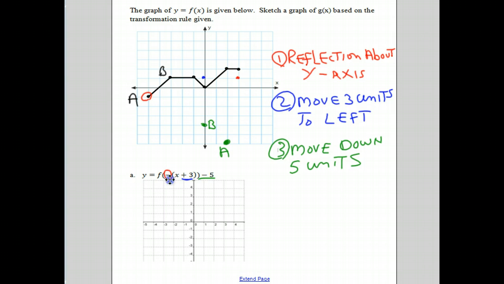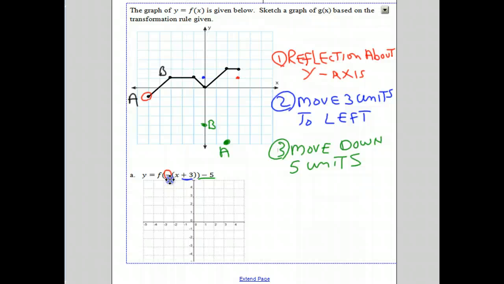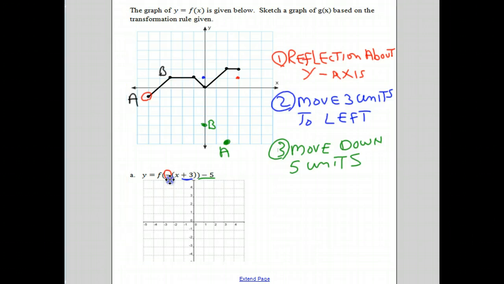But before we do that, just remember, the negative sign in the parentheses, the red, indicates reflecting about the y-axis. So this point B moved to the red point. And then it moved 3 units to the left, which moves to the blue point. And finally, it moves down 5 units, which moves to finally point B. So reflection, move, move. Let's erase the intermediate points.